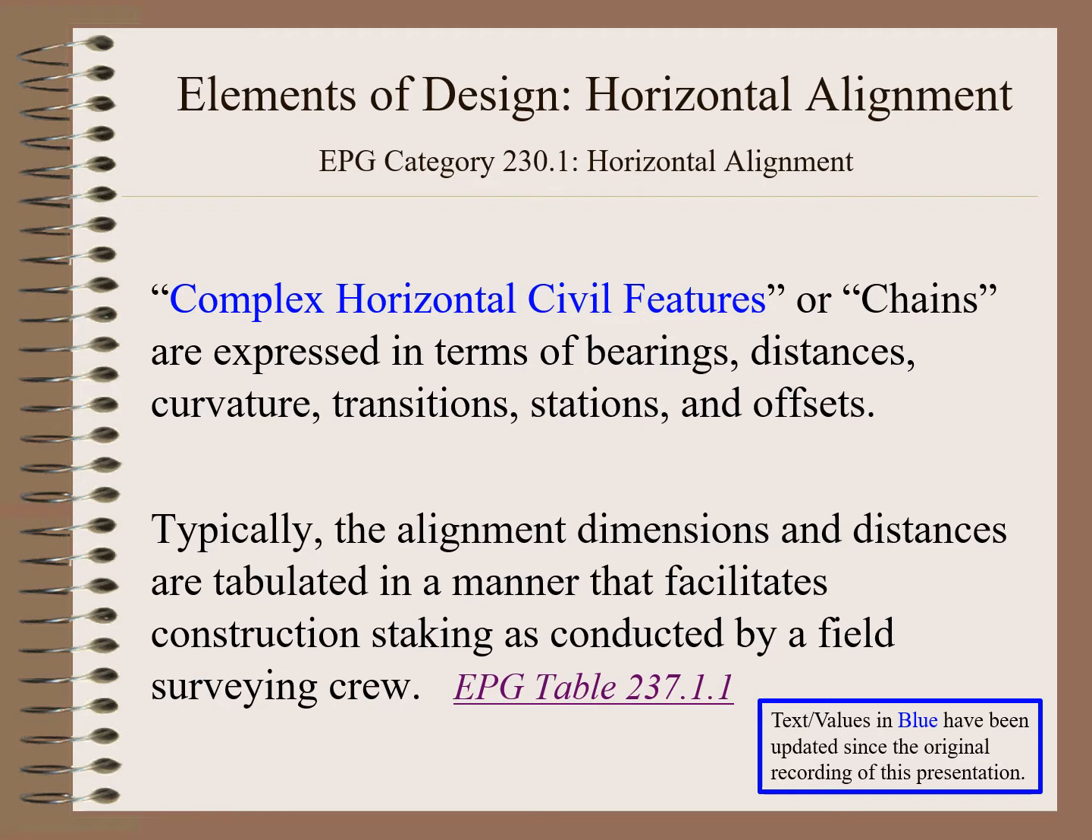Chains are expressed in terms of bearings, distances, curvature, transitions, stations, and offsets. Typically, the alignment dimensions and distances are tabulated in a manner that facilitates construction staking as conducted by a field surveying crew.